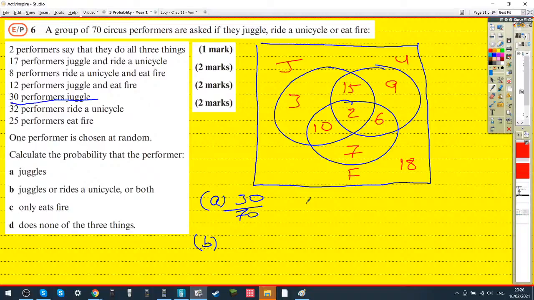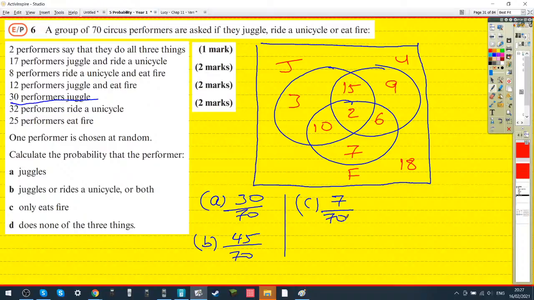Okay, so it's 20, 30, 35 out of 70, I think. I think it might be 45, is it? Yeah, 45 out of 70. I just did 70 take away this 25, 7 and 18. C. Only eats fire. So it'll be 7 out of 70.